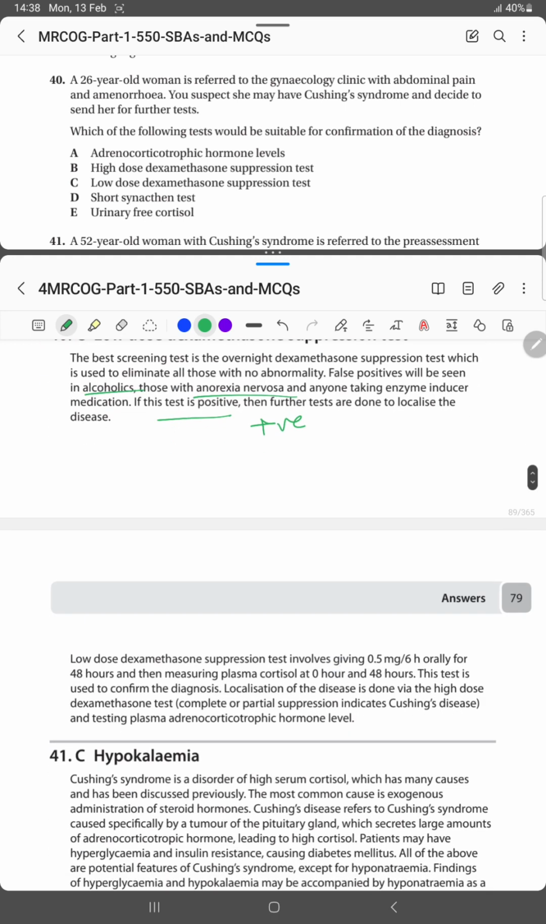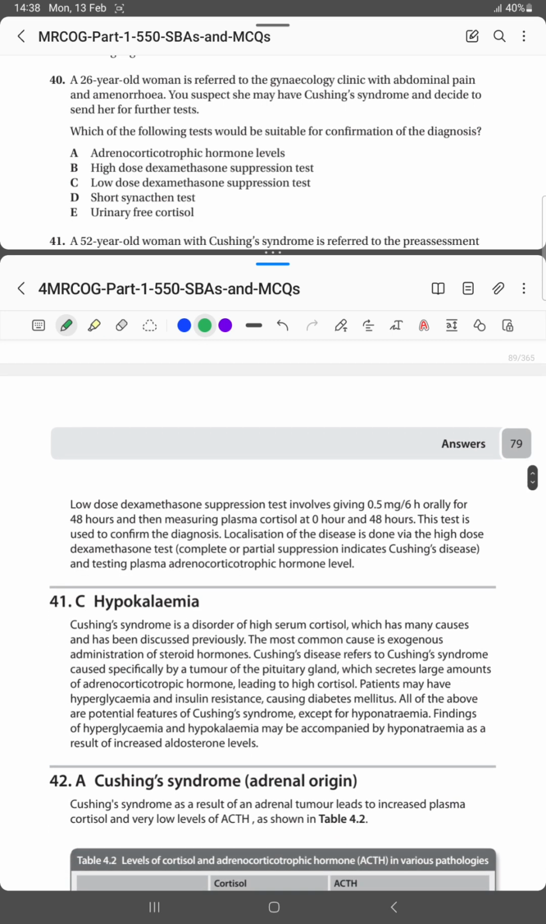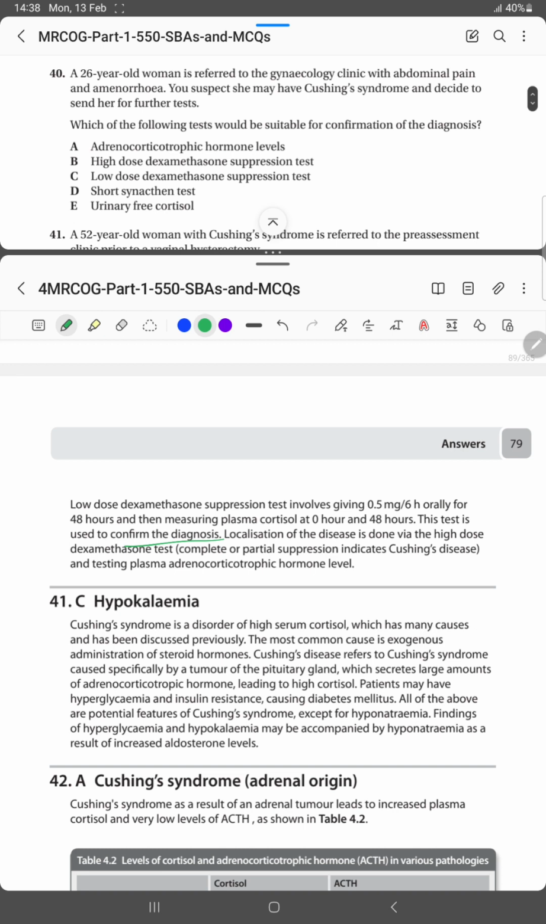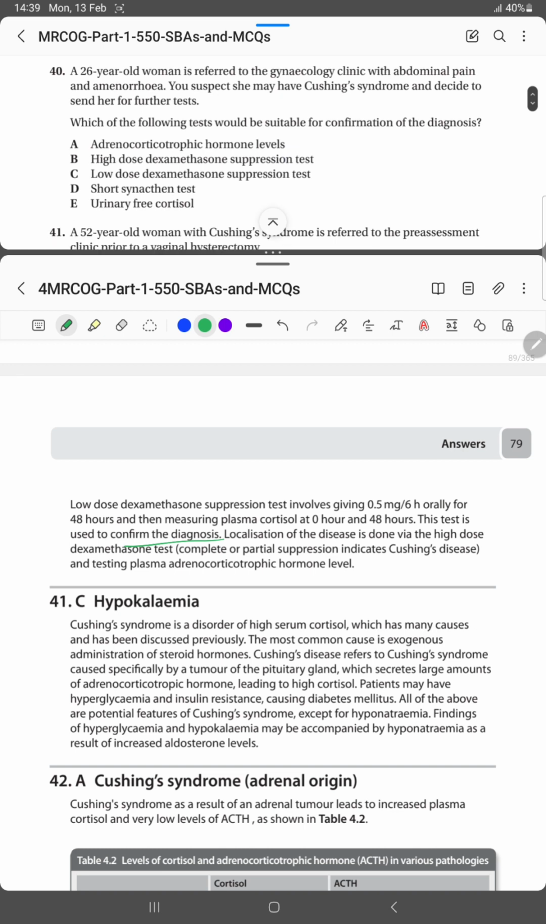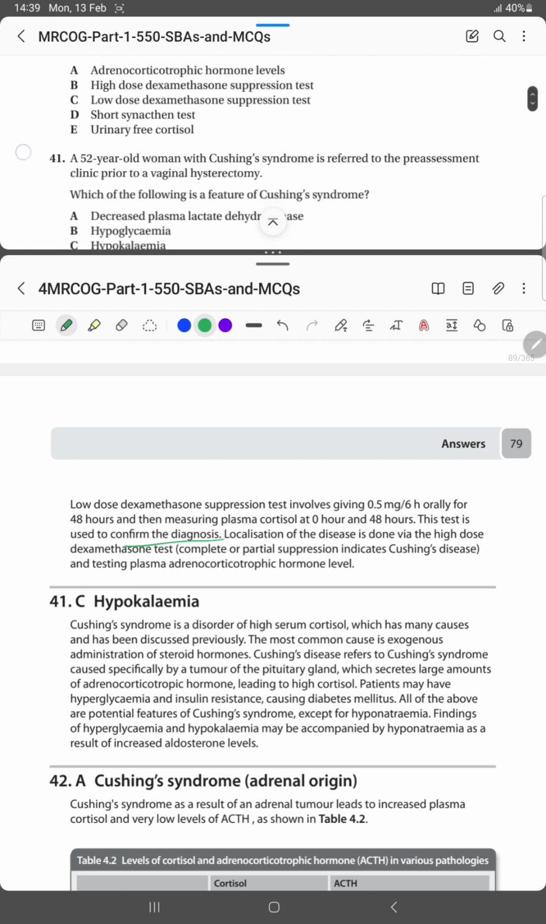The low dose dexamethasone suppression test involves giving 0.5 mg every 6 hours for 48 hours, and then measuring plasma cortisol at 0 hours and 48 hours. This test is used to confirm the diagnosis, and localization of the disease is done by the high dose dexamethasone test. Complete or partial suppression indicates Cushing disease, along with testing plasma adrenocorticotropic hormone. So the answer will be the low dose dexamethasone suppression test, and the high dose test is used to localize the disease. Okay, now next question.